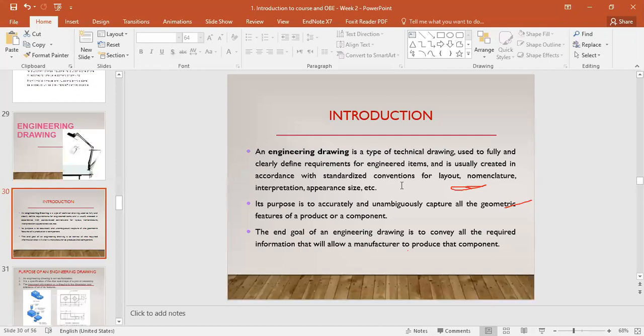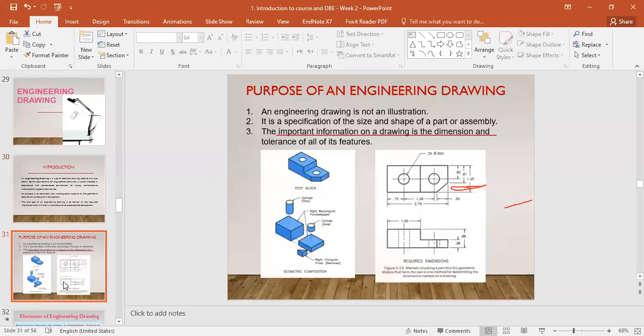Okay, we have some standards for civil drawings, and some standards for mechanical drawings. We have different standards for different types of drawings. Its purpose is to accurately and unambiguously capture all the geometrical features of a product or a component. So the end goal of an engineering drawing is to convey all the required information that will allow a manufacturer to produce that specific object.